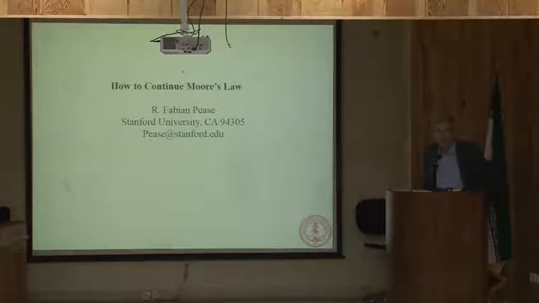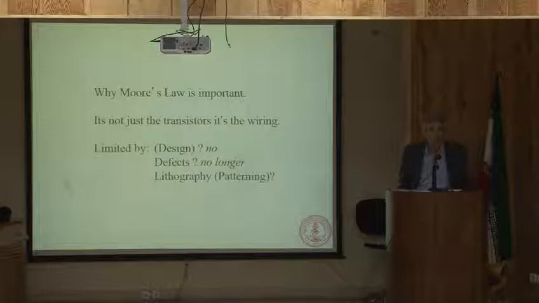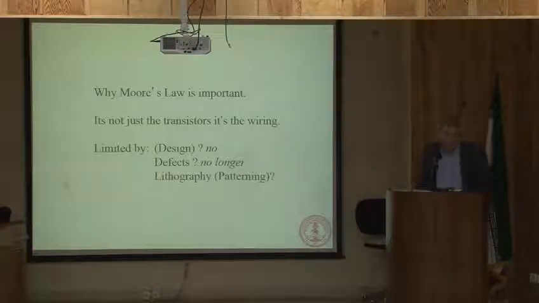I heard him talk about his law in 1977, some 12 years later. And what he said in 1977 was, well, we've had a good run. For 15 years, we've roughly doubled the number of transistors on a chip every year, or by then every 18 months. But he said, now I think we're in trouble. I don't see how we're going to continue, because there are three limitations.